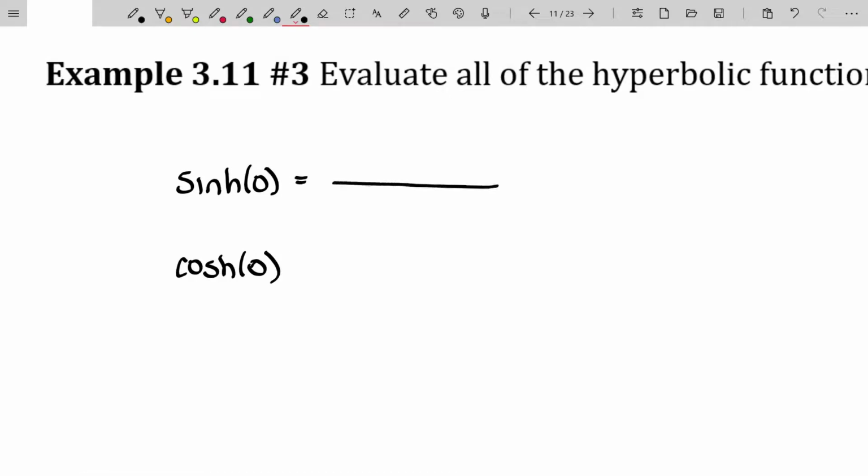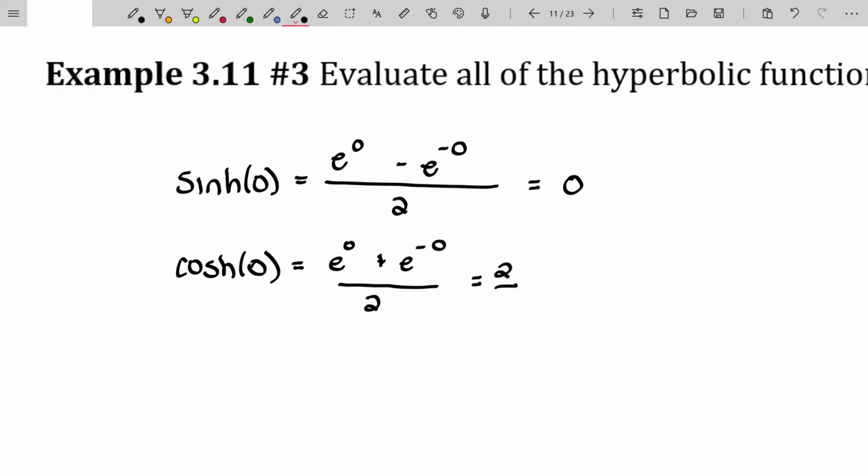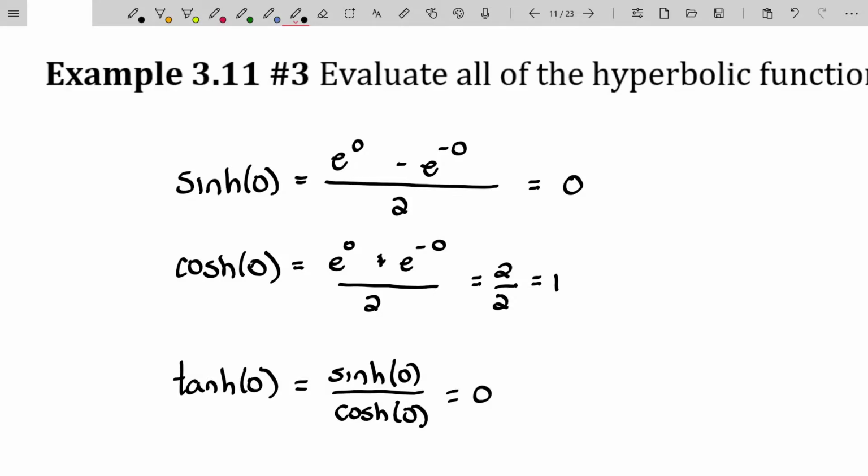Well, sinh, remember, is e to the t minus e to the negative t over 2. Well, e to the 0th is 1, minus e to the negative 0th is 1. So it's 1 minus 1 over 2, or 0. And cosh of 0 is e to the 0th plus e to the negative 0th over 2. That's 1 plus 1 over 2, or 2 over 2, which is 1. And now I can just say, therefore the tanh of 0 is sinh of 0 over cosh of 0, and that's going to be 0 over 1, or 0.